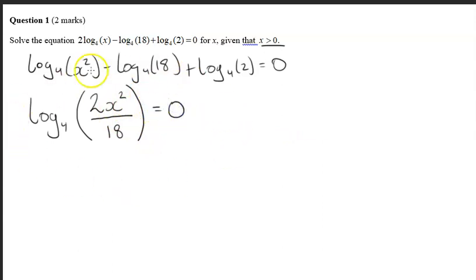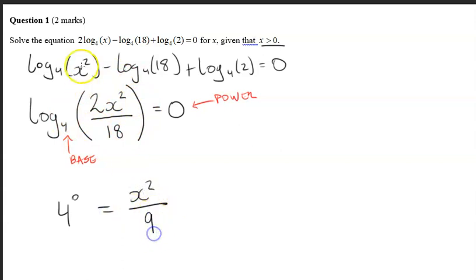And the reason why I wanted to group everything together is now we can change this from log format to exponent format. The base here is 4 and the power is 0. So remember, this here will be the power of what it's equal to, and this here is the base. So in other words, we can rewrite this as 4 to the power of 0 is equal to simply whatever is in here. And this can be simplified to just x squared over 9, because the 2 and the 18 simplify to 1 over 9.